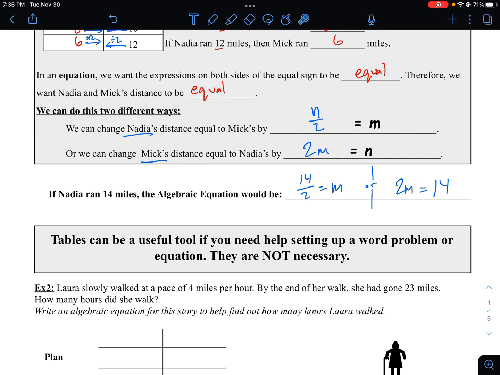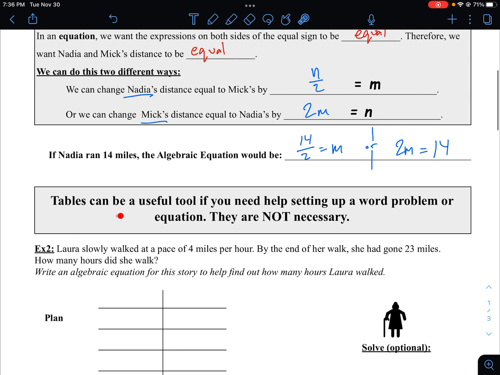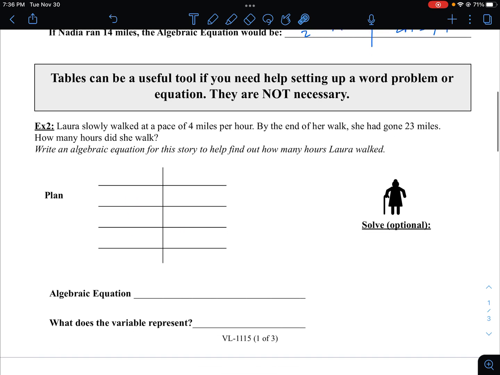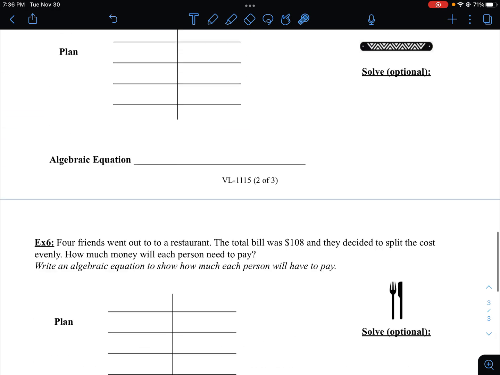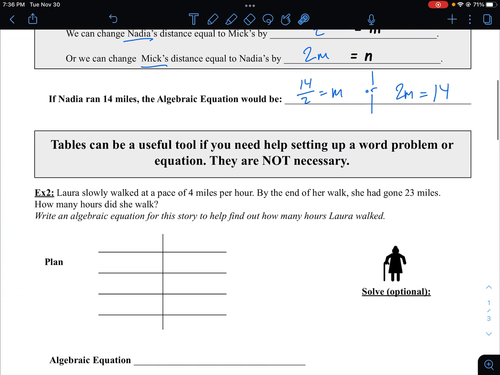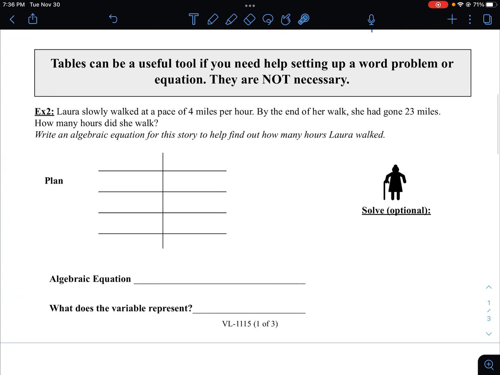It's 7. So tables can be a useful tool if you need help setting up a word problem or an equation. They are not necessary. So we have a table set up in all of these examples for you, or most of them. And you don't have to use them, but I do find them useful, and I'm going to teach you how to use a table. So let's go ahead and look at example 2.